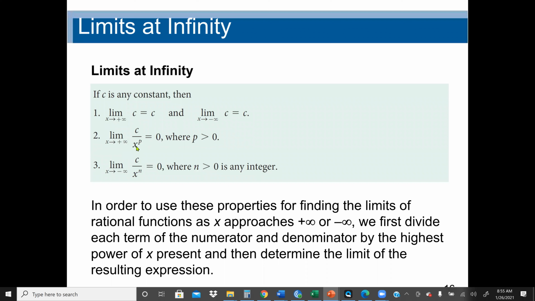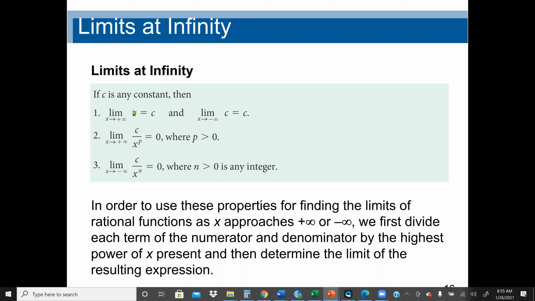Why? Because we are dividing a constant value by a very large value. So as S approaches infinity, the C value is going to be reduced, and the lowest it will reduce to is 0 because this is a positive value. And here we are assuming C also is a positive value. So the answer will be 0. So that's our second rule.